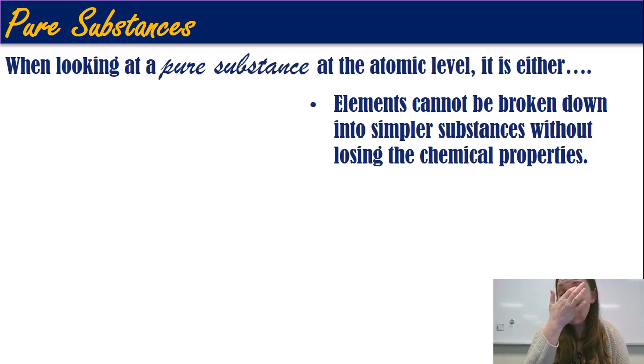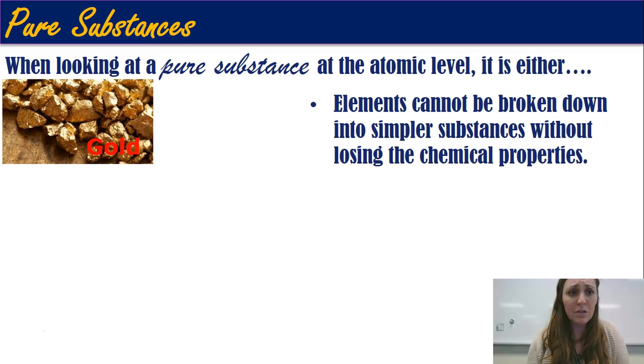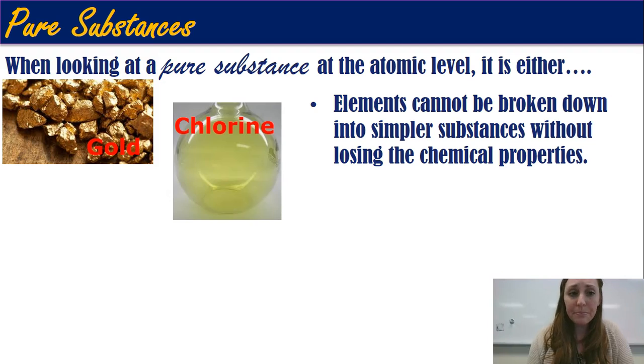The thing that makes elements elements is they can't be broken down into simpler substances without losing chemical properties. So let's go through a couple elements and discuss some properties. First, gold. At room temperature, gold is a solid. It has a golden color. It is shiny, it can conduct electricity, and if you break it down past the atomic level, it won't have those properties anymore. It's not going to act like gold anymore.